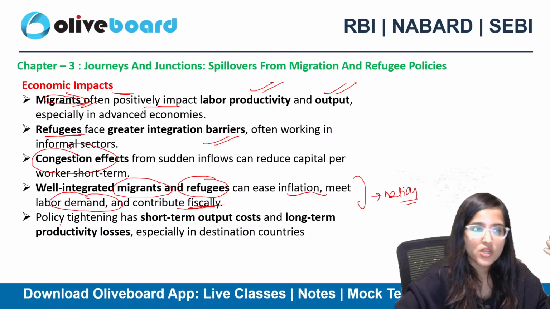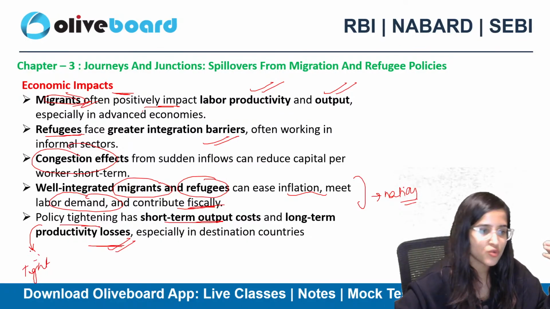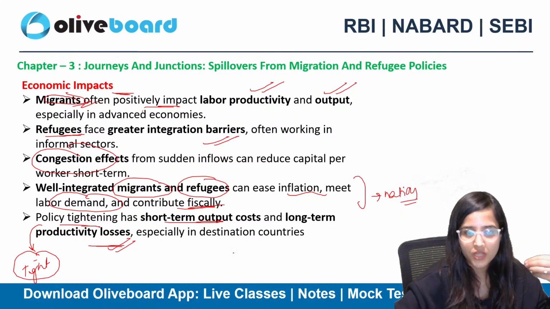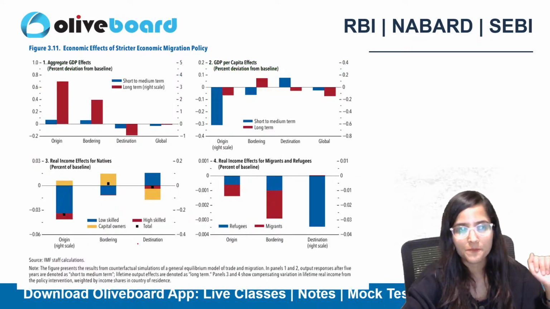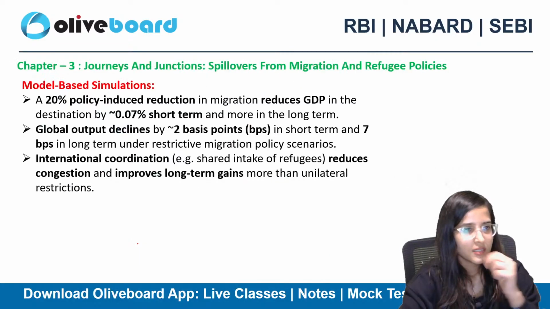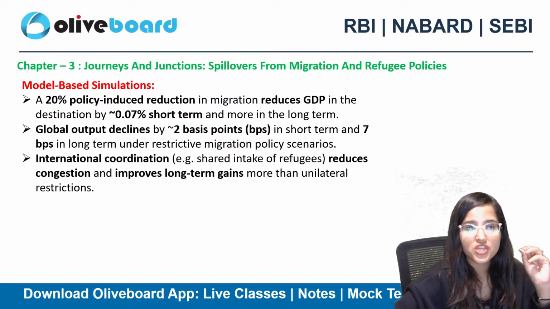ठीक है. एंड पॉलिसी टाइटनिंग हैज शॉर्ट टर्म आउटपुट कॉस्ट एंड लॉन्ग टर्म प्रोडक्टिविटी लॉसेस. तो अगर हम पॉलिसीज कुछ ऐसी लेकर आते हैं जिससे हम टाइट रूल्स लेकर आ रहे हैं, दैट पीपल कैन नॉट माइग्रेट टू आवर कंट्री, तो उससे प्रोडक्टिविटी लॉसेस भी देखने को मिले हैं. फाइन. ठीक है. देन 20% पॉलिसी इंड्यूस्ड रिडक्शन इन माइग्रेशन.